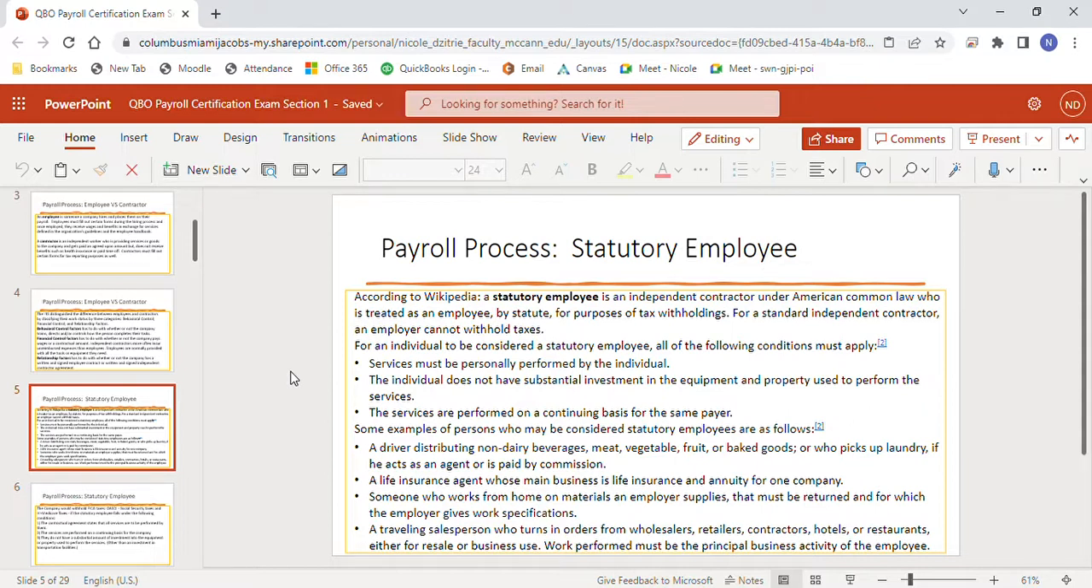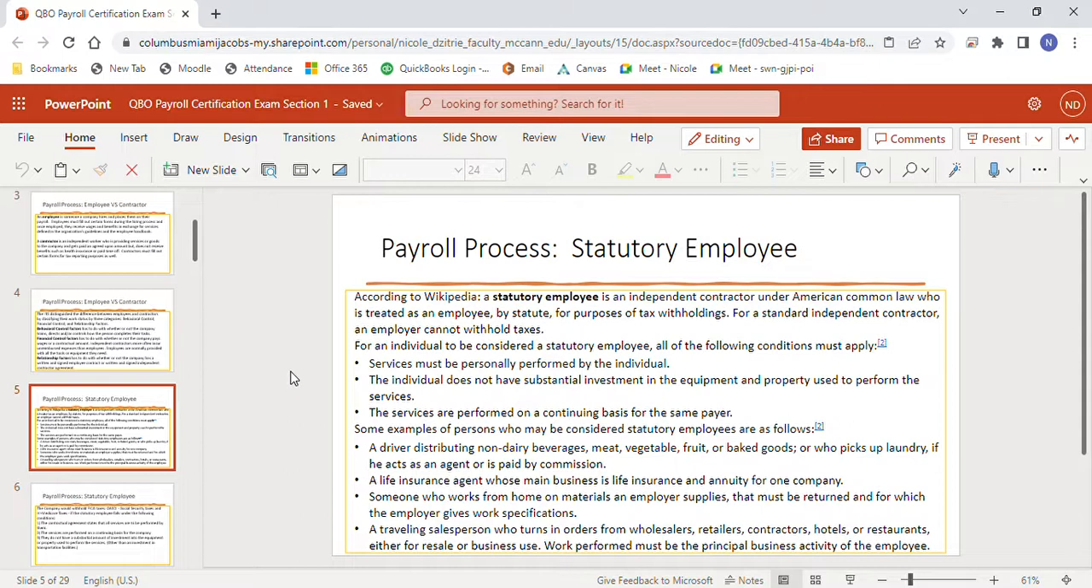So for an individual to be considered a statutory employee, all of the following conditions must apply. Services must be personally performed by that individual. The individual does not have substantial investment in the equipment or property being used to perform the services. So for a driver, you're going to be driving a company car. The next one is the services are performed on a continuing basis for the same payer. So you're going to be doing it for that same person on a regular basis.